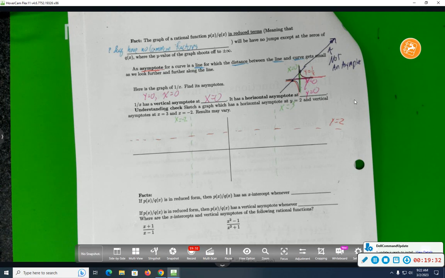Sketch for me the graph of a rational function that satisfies those conditions. Your results will vary. And while that happens, I should take attendance. The recording? Okay, didn't point it.